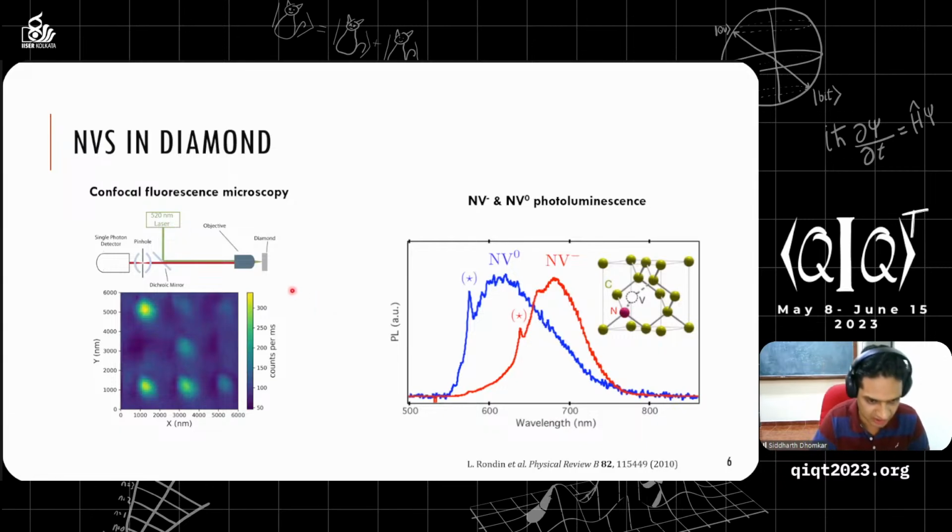So what we are doing here, if you want to actually study this defect, then what you need is what we call a confocal fluorescence microscope. The idea is very simple. What we are doing is we're shining this diamond, which has certain defects.